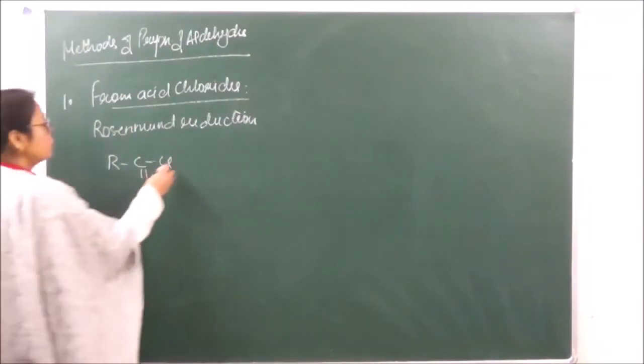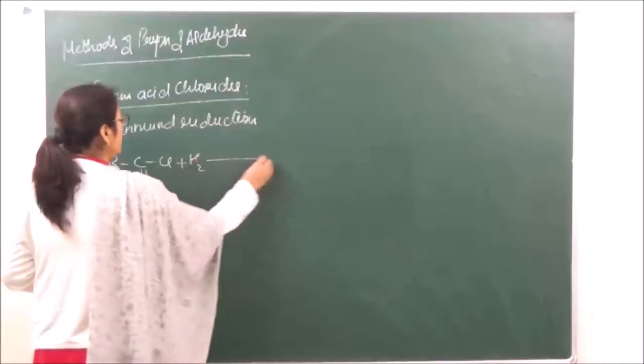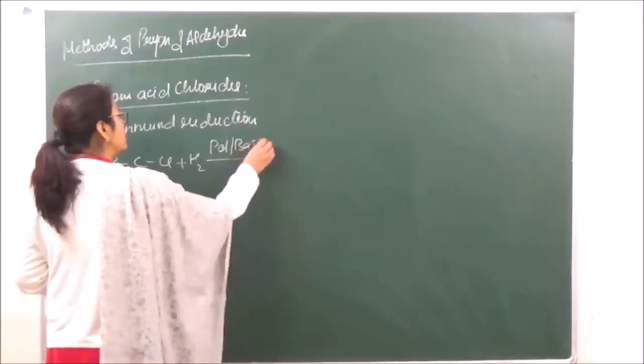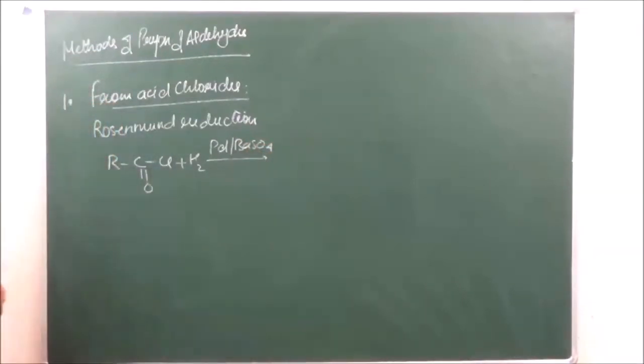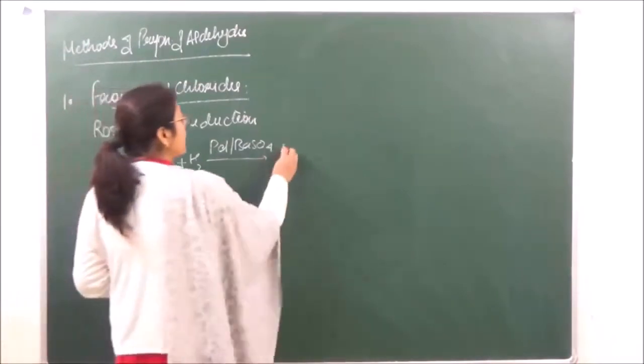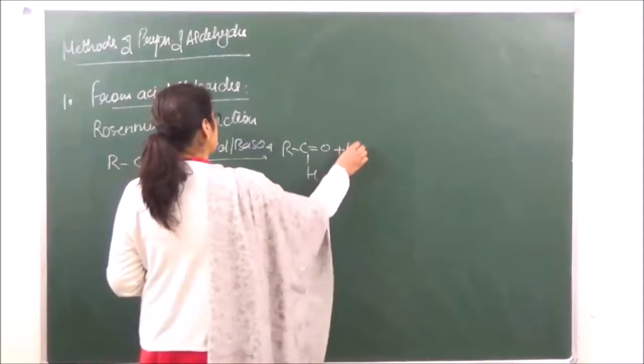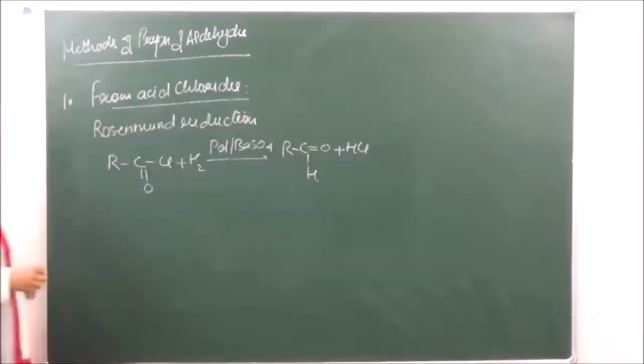We are going to reduce the acid chloride by using a catalyst. We are using palladium in barium sulfate, right? Now over here we are going to get the respective aldehyde. So we have RCHO plus HCl. Okay? So this is going to be the reaction over here.